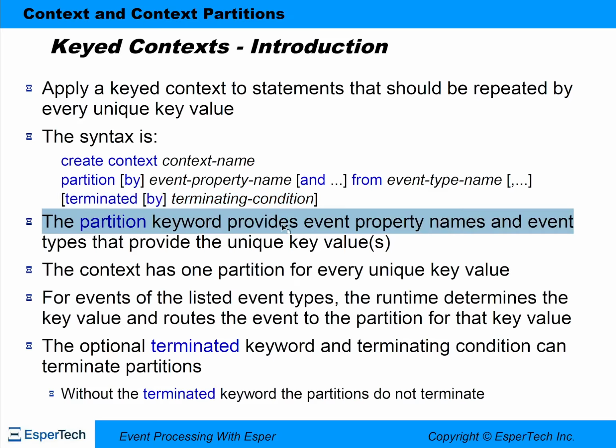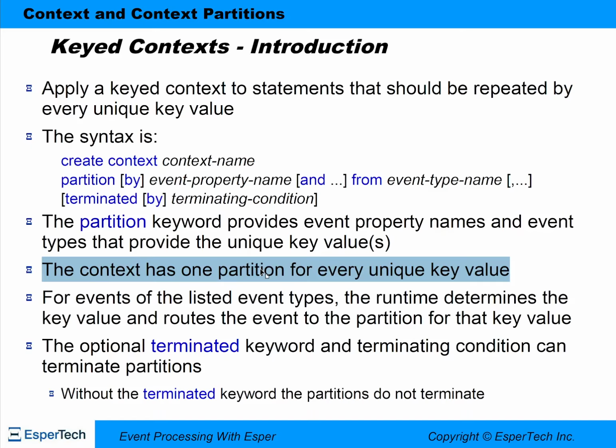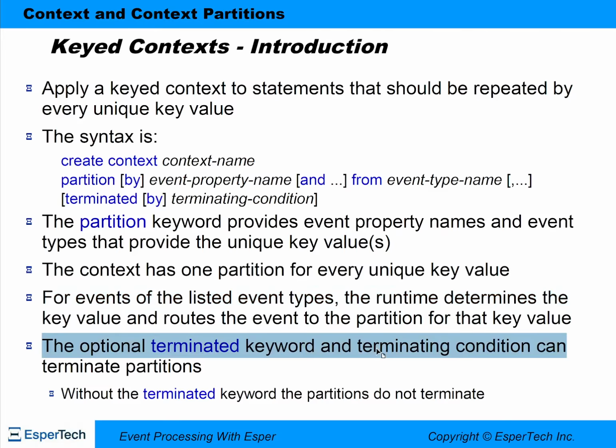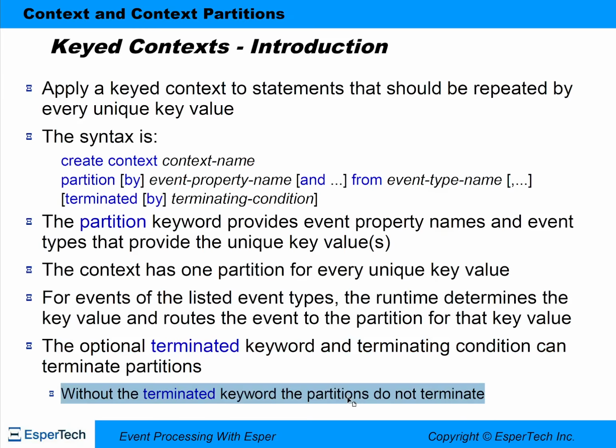The partition keyword provides event property names and event types that provide the unique key values. The context has one partition for every unique key value. For events of the listed event types, the runtime determines the key value and routes the event to the partition for that key value. The optional terminated keyword and terminating condition can terminate partitions. Without the terminated keyword, the partitions do not terminate.